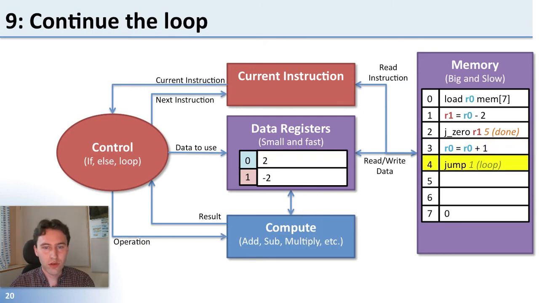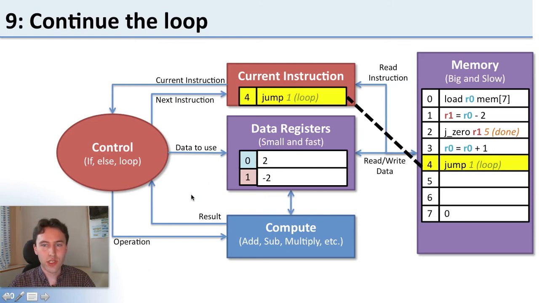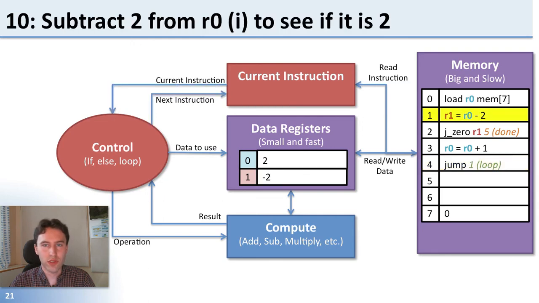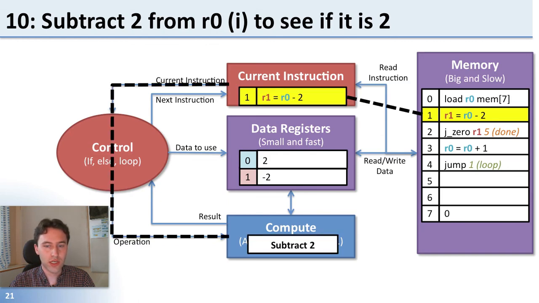So now we're going to go around the loop again. But this time, you'll notice that the value we have in here for R0 is 2. So this time we're going to be done with the loop. So we load our instruction, we look at the jump, we look at what the control says to do. The control says it's a jump, so it just jumps. We choose our next instruction, and now we go back to instruction 1. Now instruction 1 is going to subtract 2 from R0 to see if it's 2. We load the instruction, it tells compute what to do, it's subtract 2. It loads R0, subtracts 2, and stores back the result. The result is now 0.